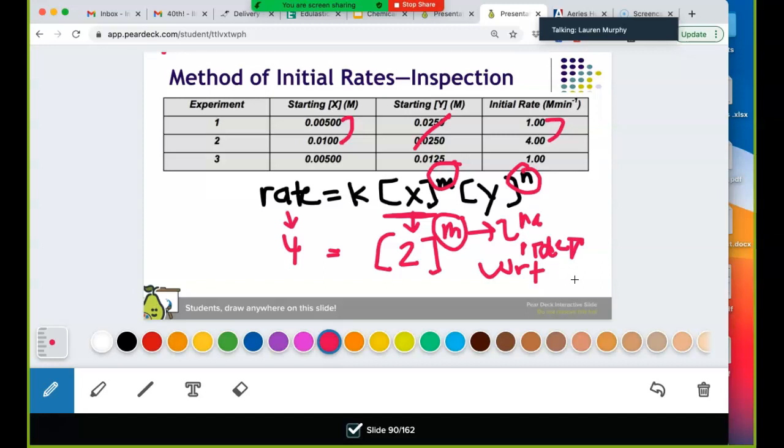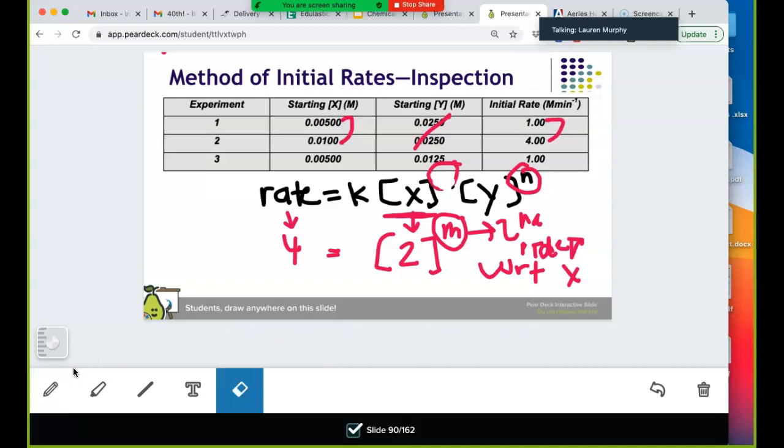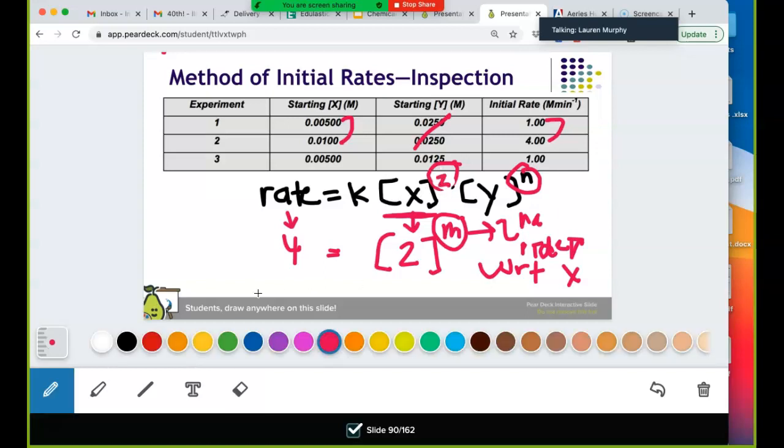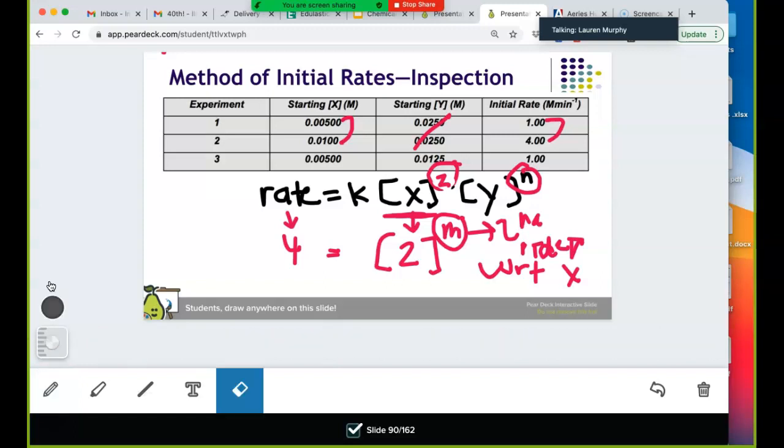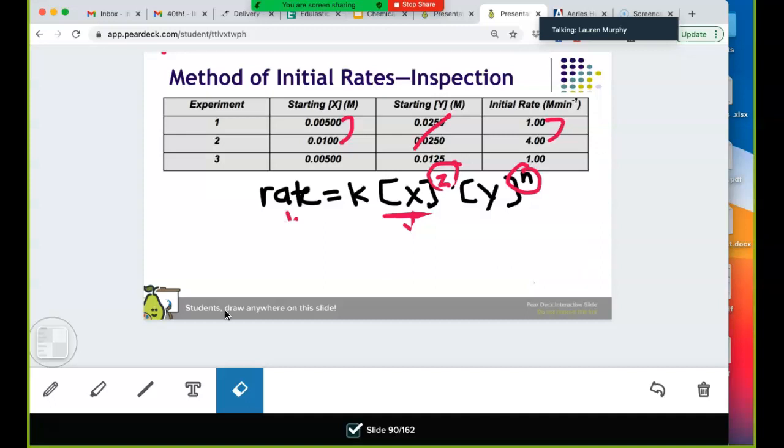With respect to X. So basically, this guy is a 2. Okay? And then we do it again, but we do it for Y. And again, we're doing this like little shortcut way where we're not writing every single thing out. We're kind of just doing it by what's called inspection.